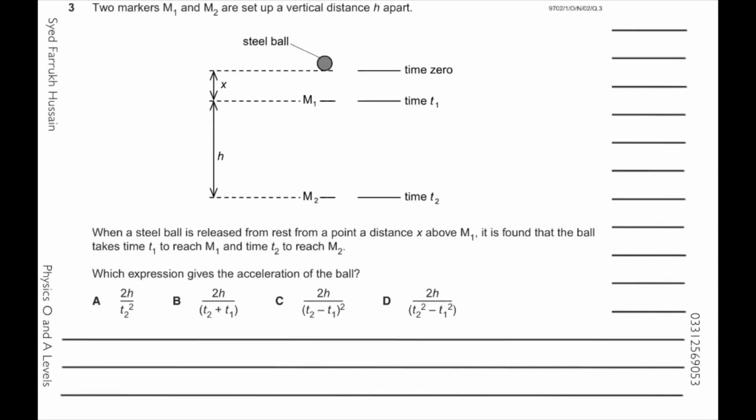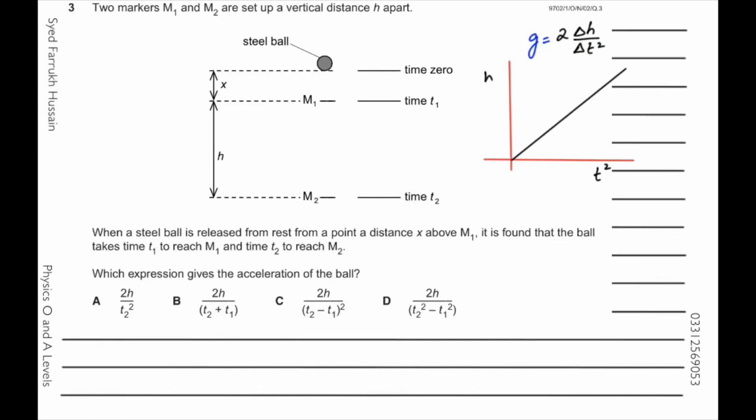In this question you have to find the expression which gives the acceleration of the ball. If you go through the lecture related to kinematics, I explained that gravitational acceleration is dependent upon h and t square, and the relation is g is equal to 2 times delta h upon delta t square. It means the gradient of this graph is delta h upon delta t square, and times 2 it is the gravitational acceleration.